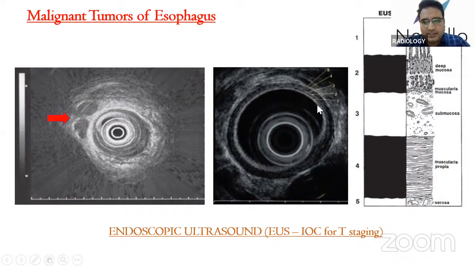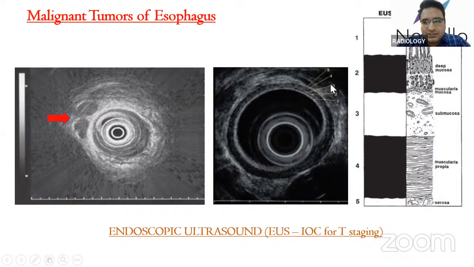The innermost layer, which is denoted by number one, is the mucosa. That's why we are denoting it with the white color. This bright hyperechoic line is mucosa. Can you see there is a black line beyond that? The hypoechoic line. What is this? This is the second layer, which is muscularis mucosa and deep mucosa.